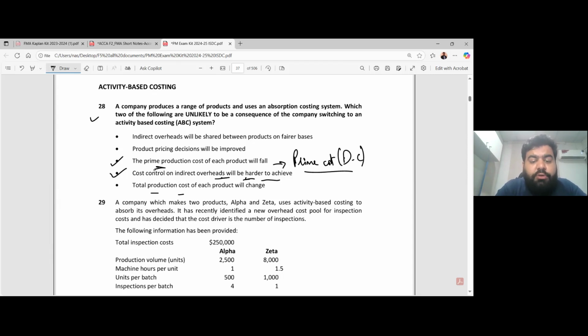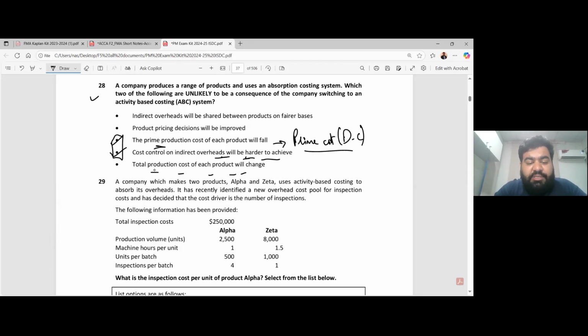Okay, total production cost of each product will change. Obviously, when the production overhead is changed, total production cost will change. But the third and fourth statements are not the consequence, as they are not linked with the ABC system.